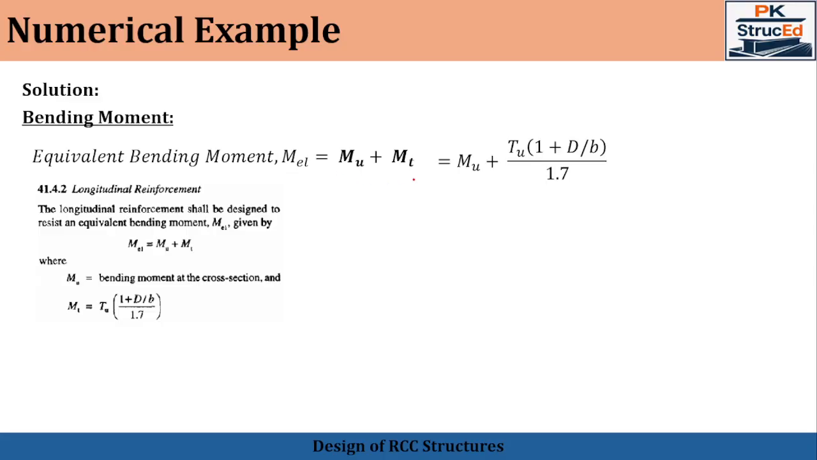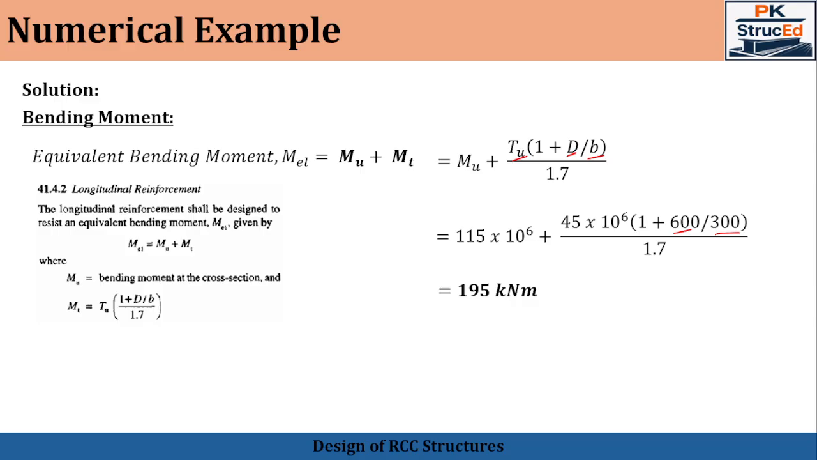Here the formula has been taken, in which Mu has been given as 115 kilonewton meter, as well as the torsional moment is given as 45 kilonewton meter. The overall depth of the beam is 600 mm, and the width of the beam is given as 300. Substituting all these values, we are getting the equivalent bending moment as 195 kilonewton meter.